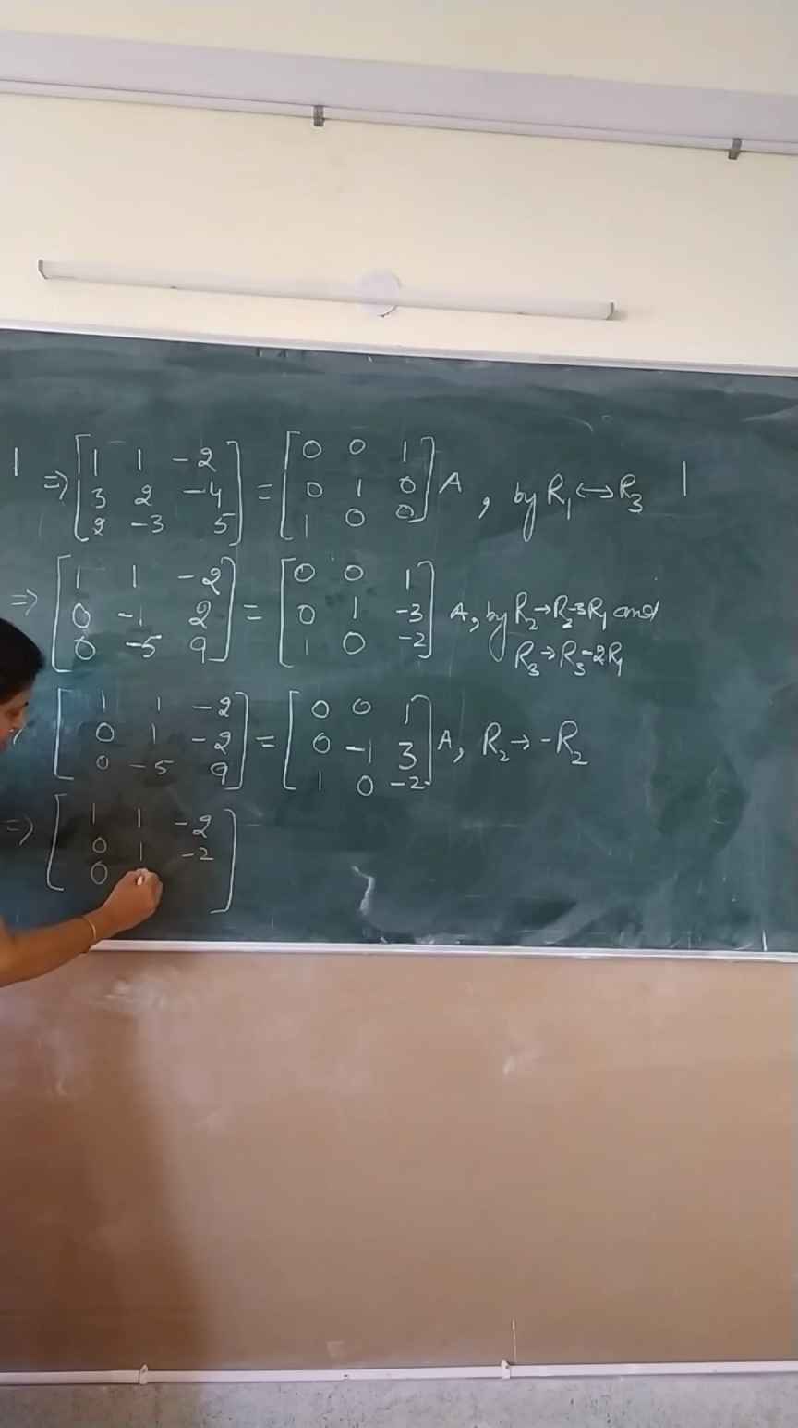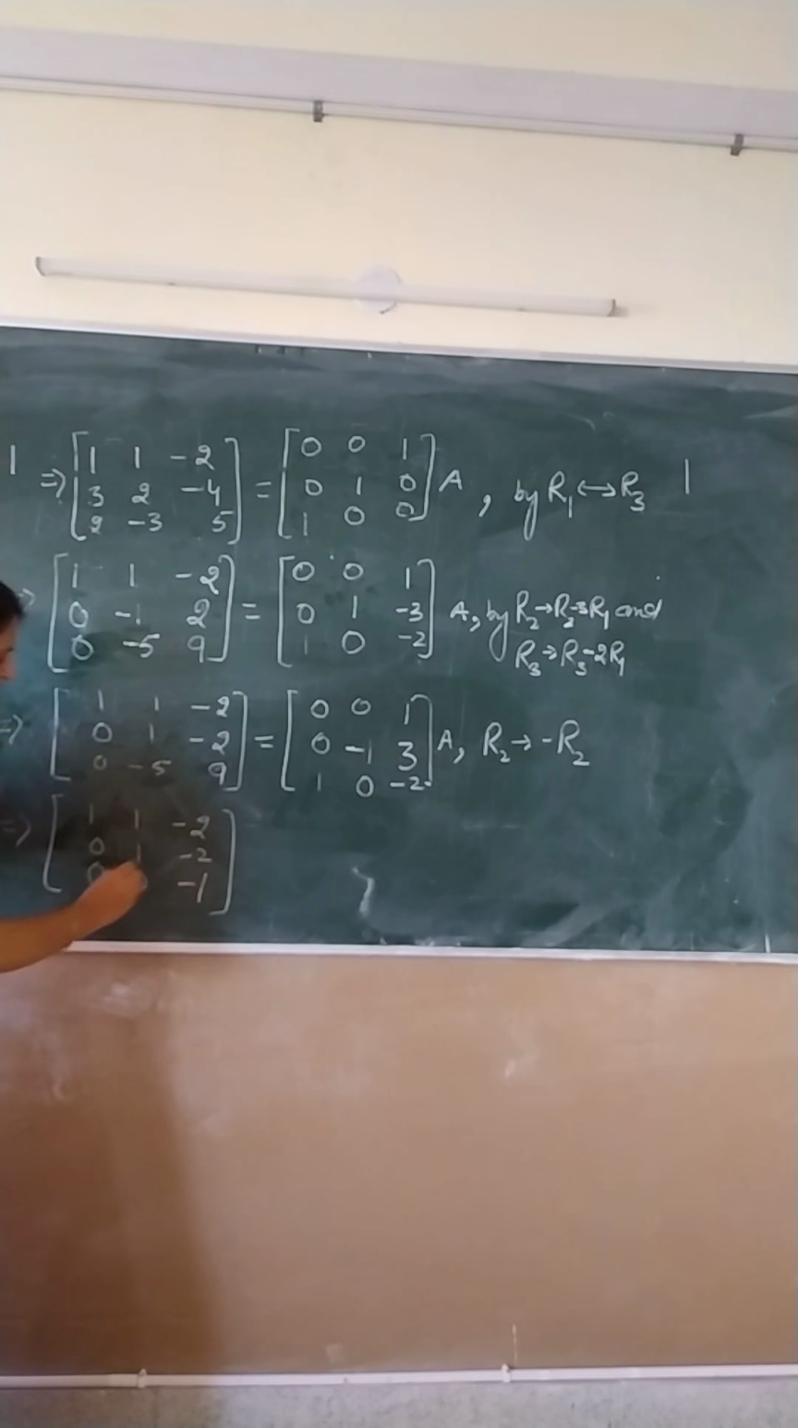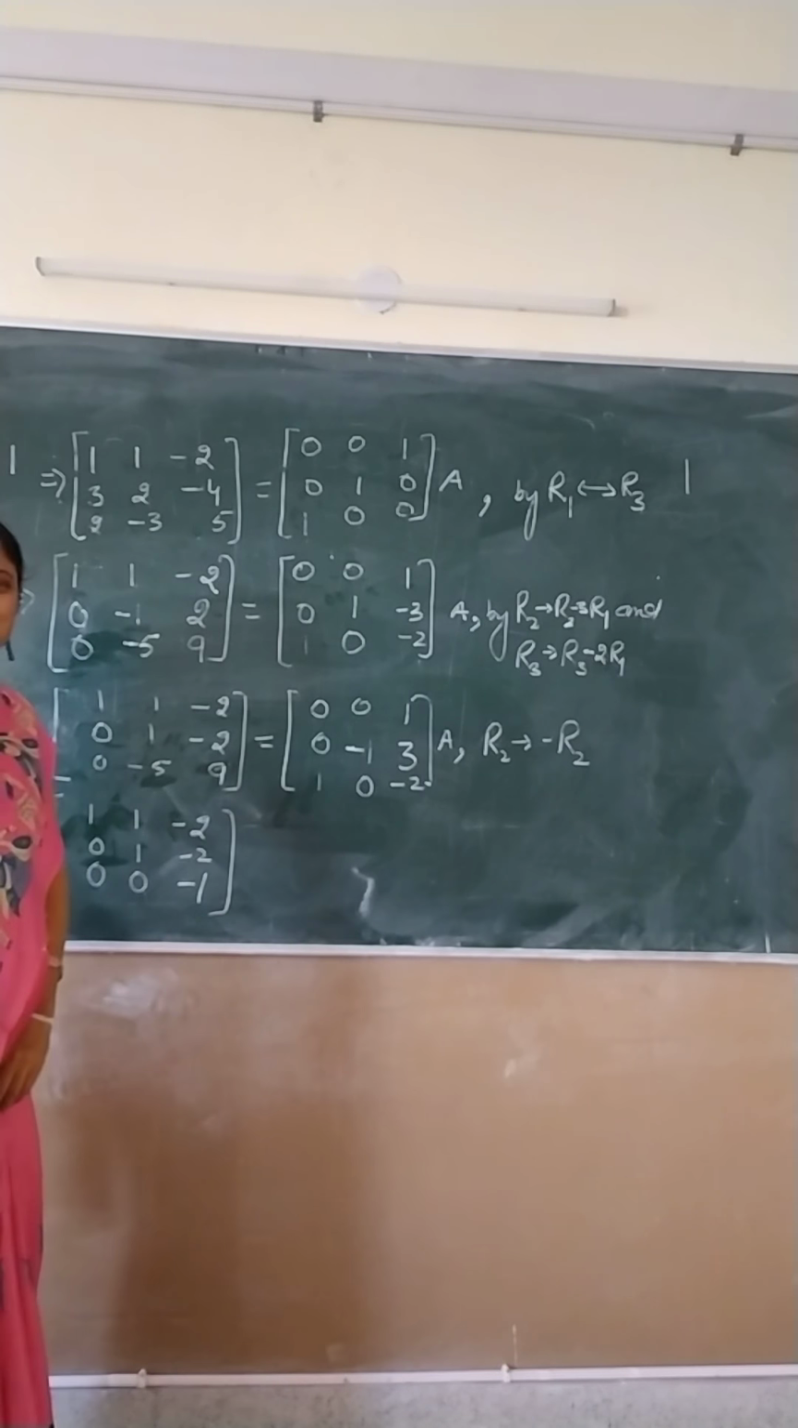5 minus 5, this is 0. Add. Minus 10 plus 9, this will be minus 1. Clear, students?